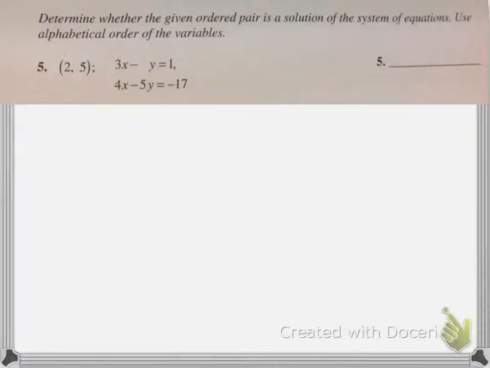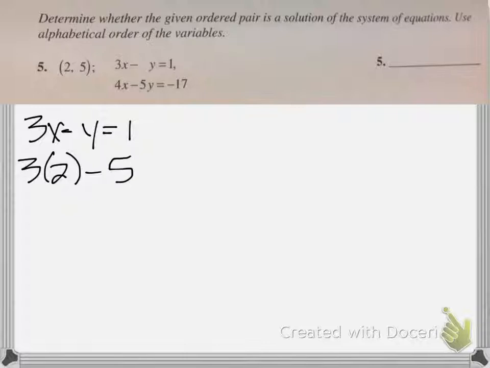Now let's look at the first example. We have a system, 3x minus y equals 1 and 4x minus 5y equals negative 17, and the directions say determine whether the given ordered pair is a solution of the system of equations. If it is a solution, then it will make both sentences true when I plug in 2 for x and 5 for y. So let's work with the top equation first. So I'm going to plug in 2 for x, and I'm going to plug in 5 for y, and we want to know, does that indeed equal 1?